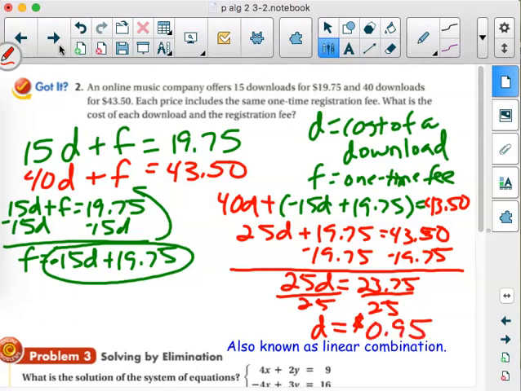Was that all we were supposed to find? No, that's why I hear Evan's calculator clicking, because we got to put this in here.